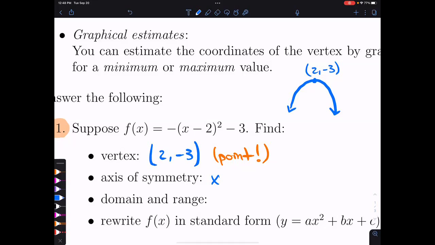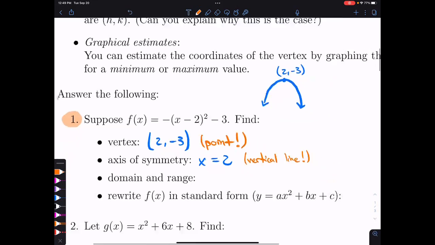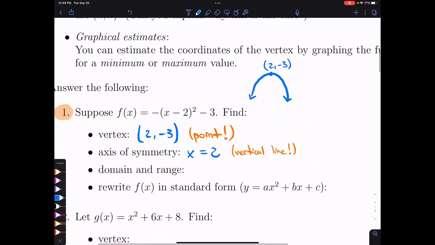X equals 2. It is the vertical line that goes through the vertex. So those two things are always tied together, like they have to be. The vertex works like the middle of the parabola. Axis of symmetry is just a line through the middle. How about domain and range? Yep, domain is the whole real line.